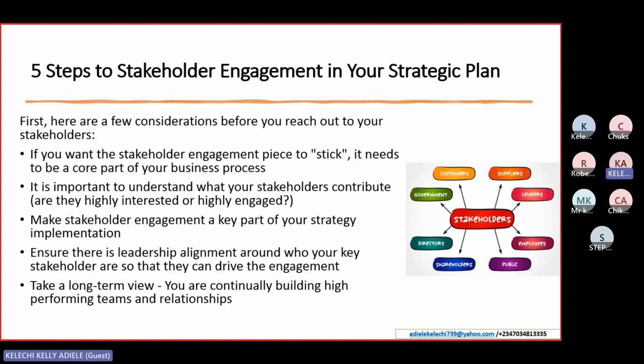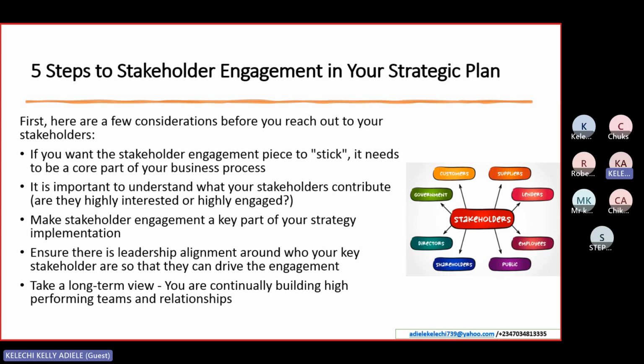Then ensure there is leadership alignment around your key stakeholders so that they can drive the engagement. So you have to make sure that there is an alignment at the top amongst key strategic decision makers. Alignment means that they are talking with one voice, right? They have enough information, you can easily engage them, and they are all speaking with one voice. So you have to ensure that this alignment is working, is effective, and you're engaging them.